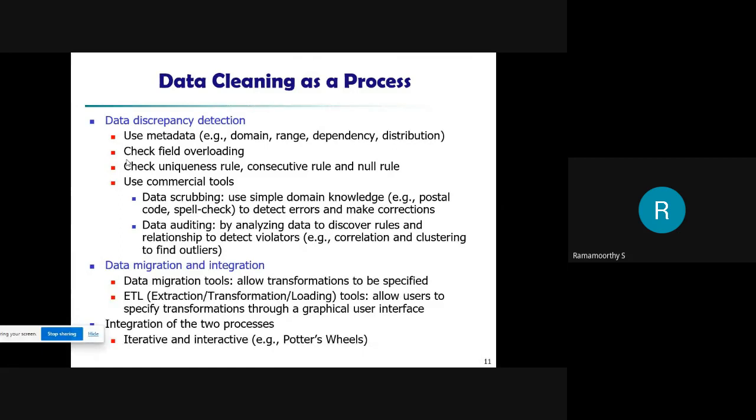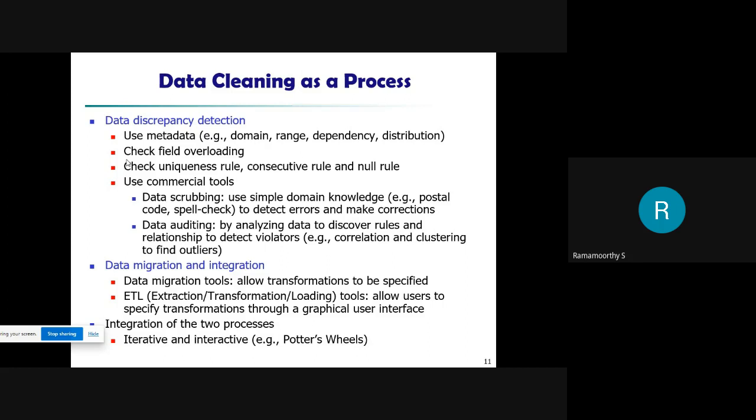From the name itself you can understand it is going to verify the data and its completeness, right? It is going to verify the quality of the data, whether there is any data violation, or it is going to verify the correlation and clustering to find out the outliers.